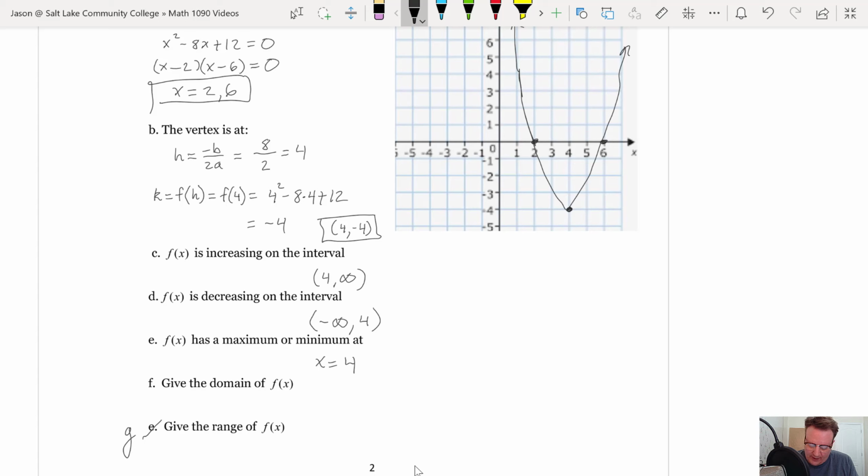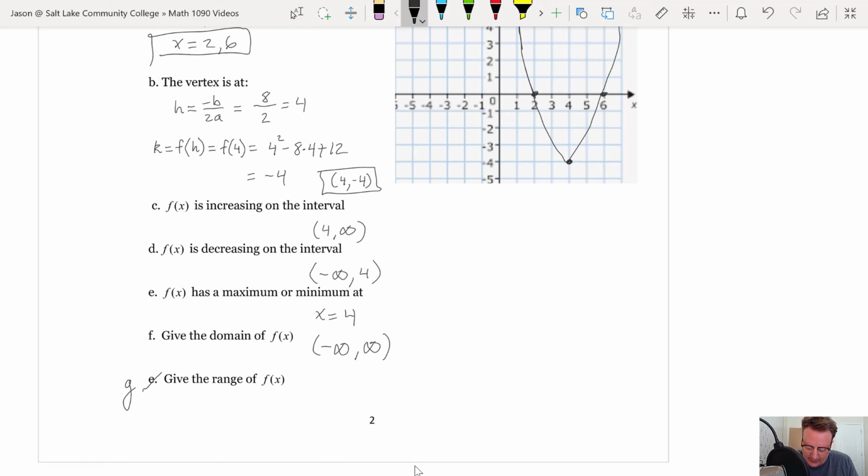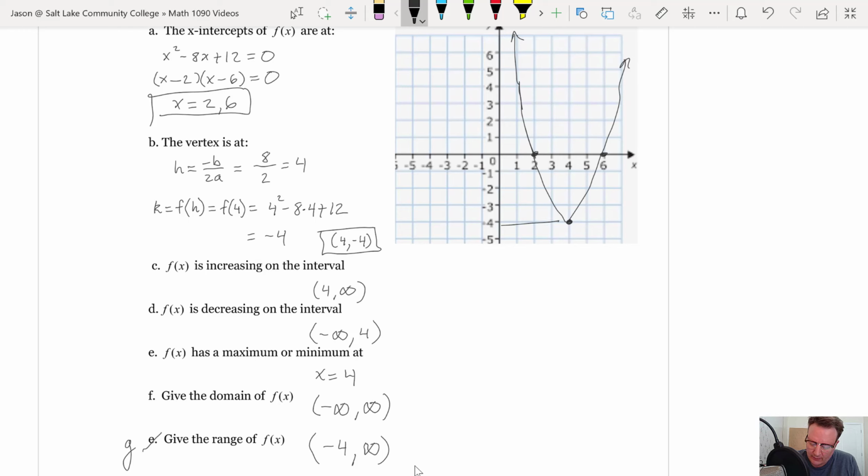Give the domain of f of x. Well, for all quadratic functions, the domain is all real numbers. Give the range of f of x. Let's see. So this would be from -4 all the way up to positive infinity. To get the range, I'm just projecting points onto the y-axis. The graph will project on all values of the y-axis above -4.